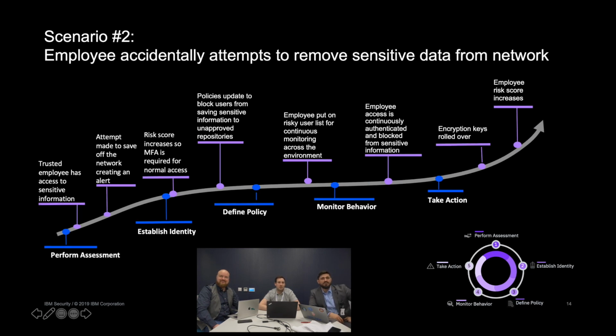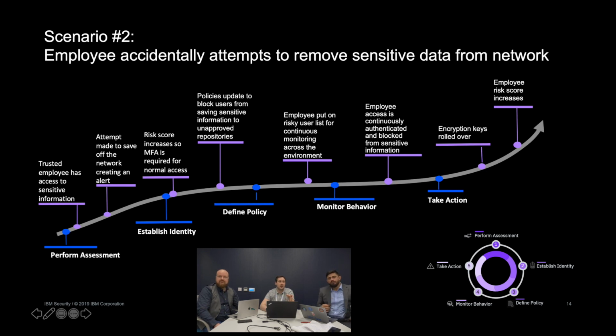So an employee accidentally attempts to remove sensitive data from the network. Not necessarily a malicious actor, but someone who has perhaps just made a mistake, and what they're trying to do is deemed by the security policy as potentially harmful. So a trusted employee has access to sensitive information. That's where we start, and we perform our assessment of what they have access to and what type of information it is.